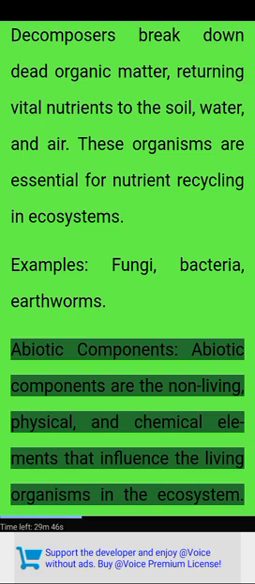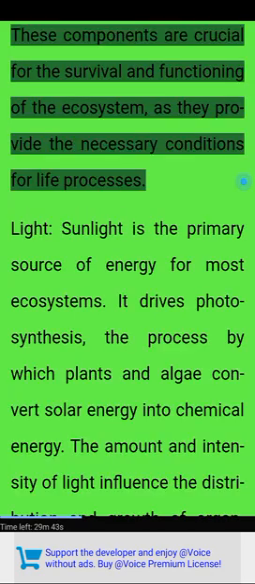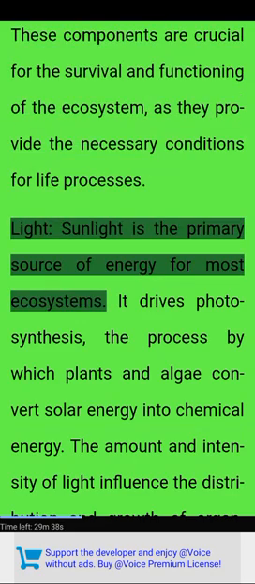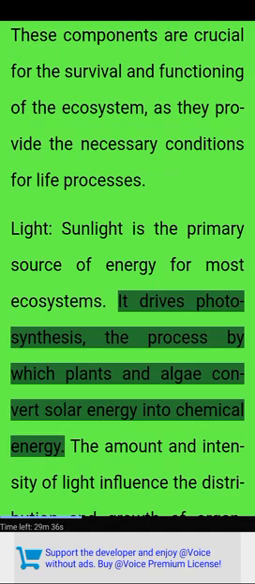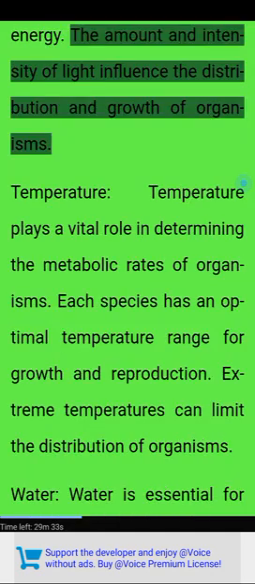Abiotic components. Abiotic components are the non-living, physical, and chemical elements that influence the living organisms in the ecosystem. These components are crucial for the survival and functioning of the ecosystem, as they provide the necessary conditions for life processes. Light. Sunlight is the primary source of energy for most ecosystems. It drives photosynthesis, the process by which plants and algae convert solar energy into chemical energy. The amount and intensity of light influence the distribution and growth of organisms.